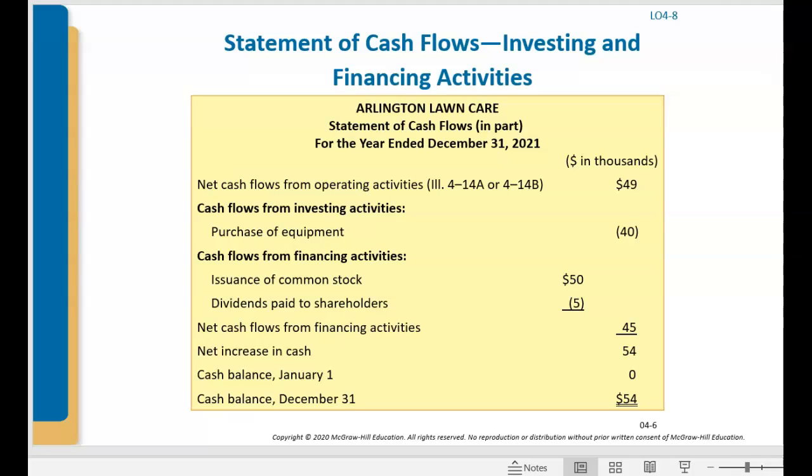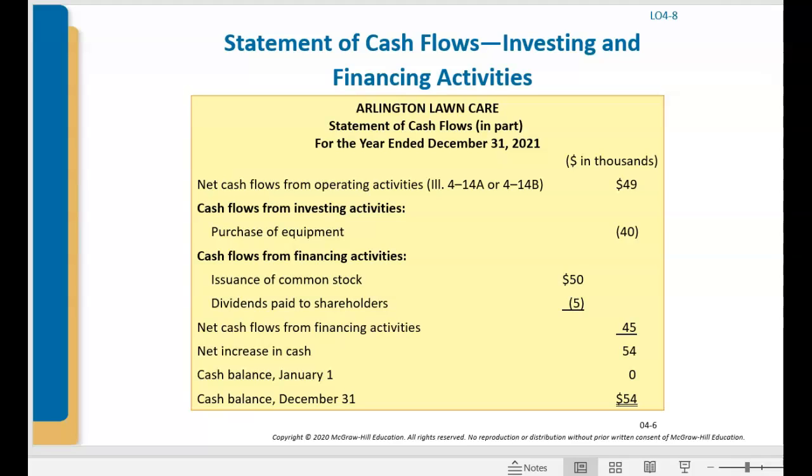For notes receivable, that means someone owes you money, so you lent money. So if you're lending money, that would be a decrease in the investment. But when you're receiving the payment from the organization that you lent the money to, that would be an increase.